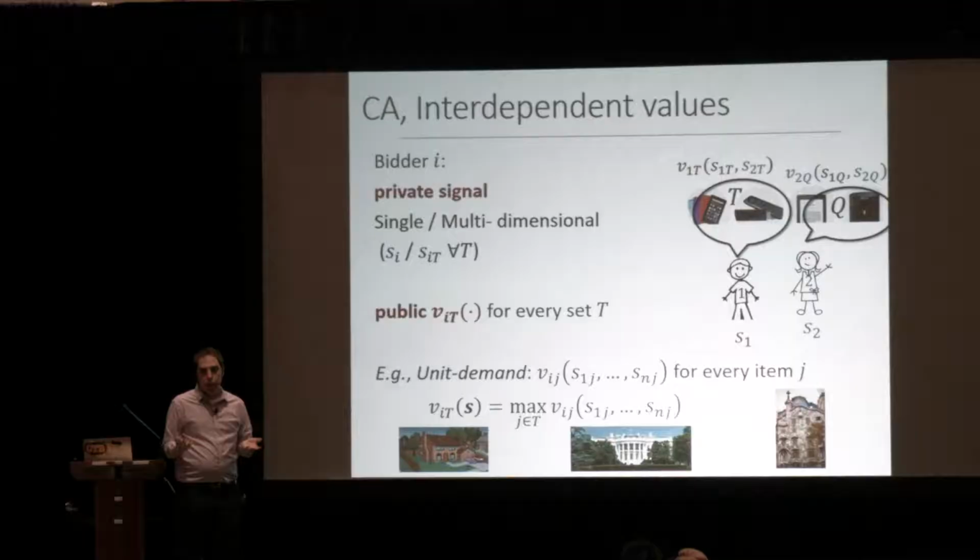As a concrete example again, you can think about maybe unit demand valuations in this case, where an agent only cares about one item. So in this case, for unit demand valuations, we have a valuation function Vij for every item j, which takes all the signals. And its valuation for a subset T is the maximum over these valuation functions. You can think about maybe houses if you want a concrete example for unit demand valuations.